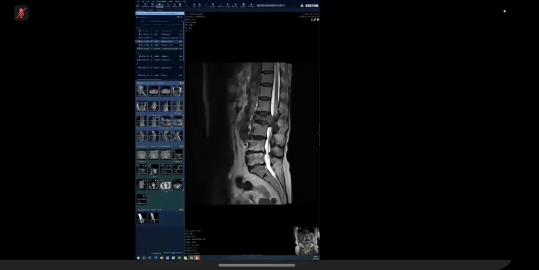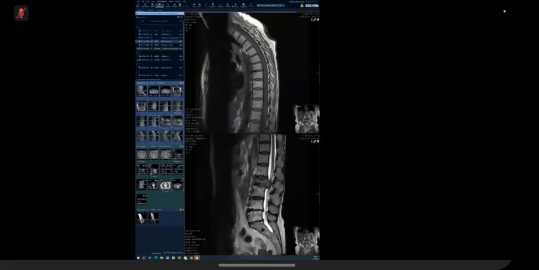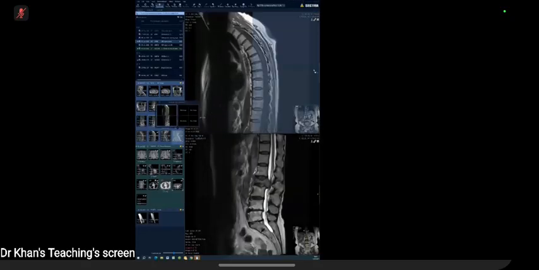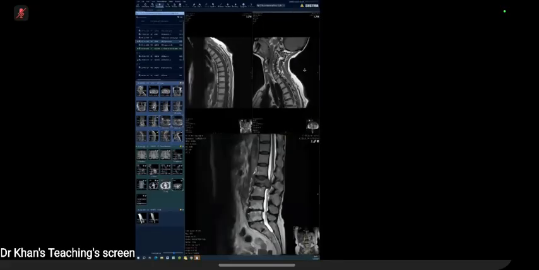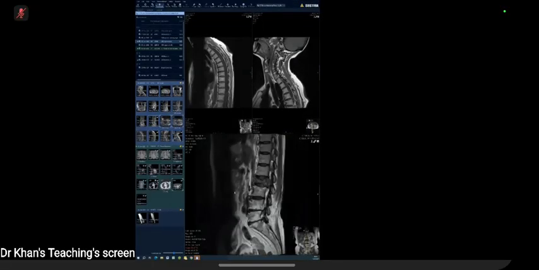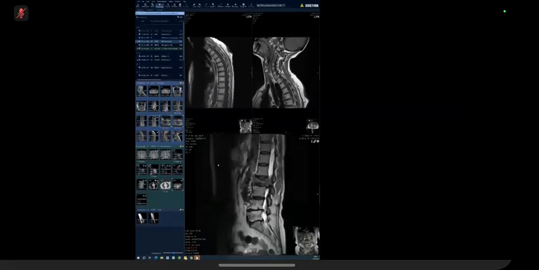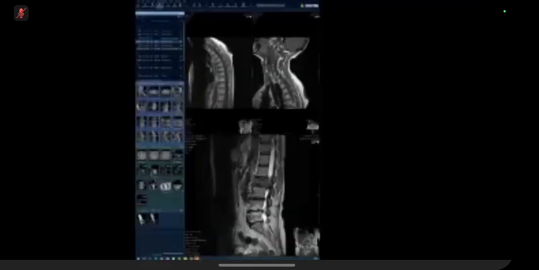Okay. Anything else about the bones? Any other mets you see? I think the thoracic spine is normal. Cervical spine is also normal. Okay. There are Modic changes at the lower lumbar level, but no metastatic changes.